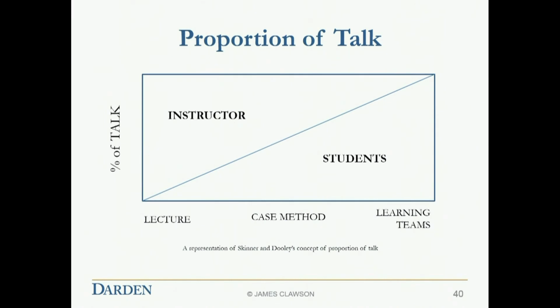We can think of that in terms of, on the vertical axis over here, the percent of talk between the instructor and the students. And by drawing this diagonal line, we can think about the lecture methodology, where virtually all of the talk is done by the instructor. If we move to a case method, there's a greater proportion of sharing between what the instructor says and how much of what is said by the students. And I suppose if the instructor is not there when they have learning teams, then it's all student talk.